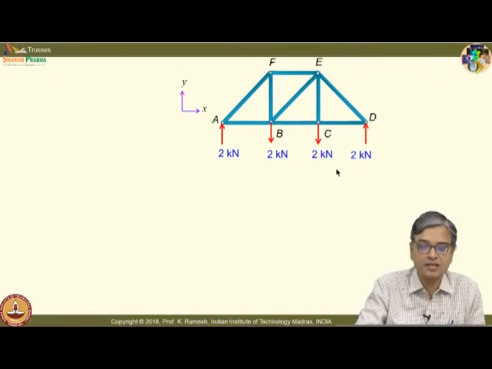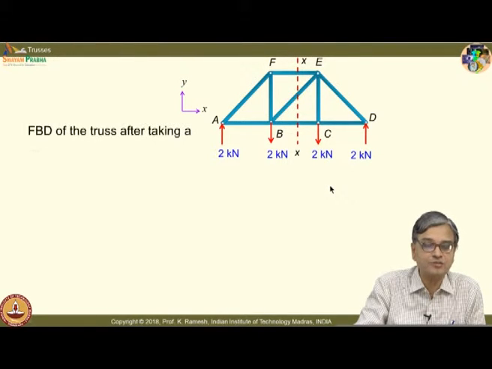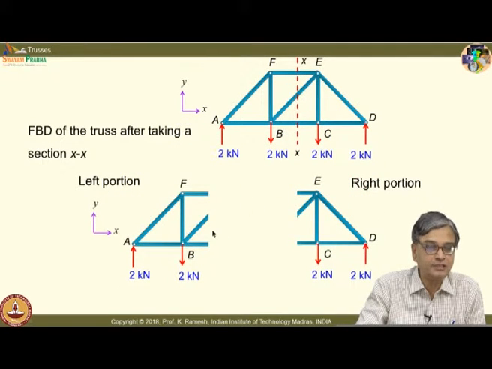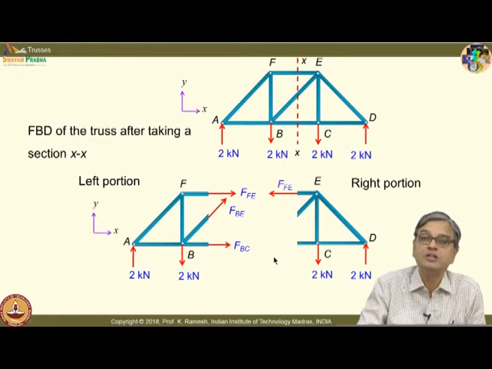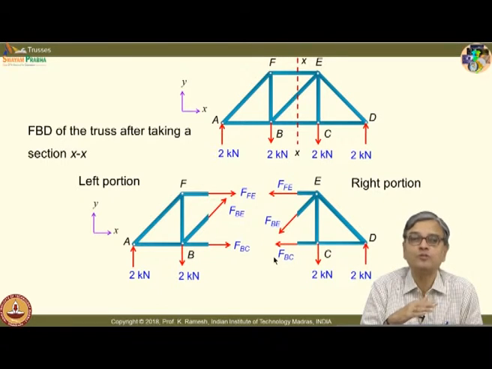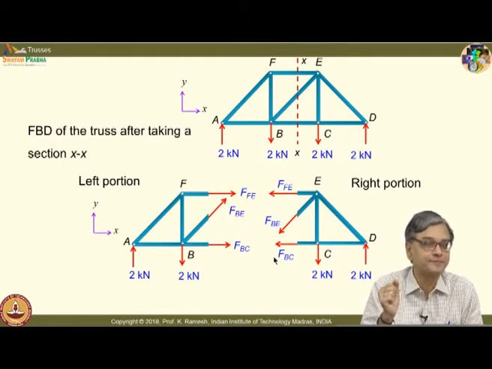Now let us solve the problem. For solving, I will simply take a vertical cut and then separate this into two. So, I could write the free body of the left portion, or I could also write the free body of the right portion. Whichever is convenient to you, you can do that. There is no hard and fast rule which one you should use. In a given problem, whichever would simplify your mathematical calculation, choose that.